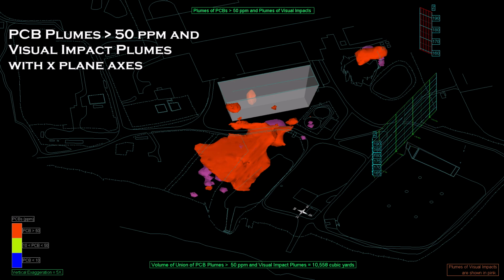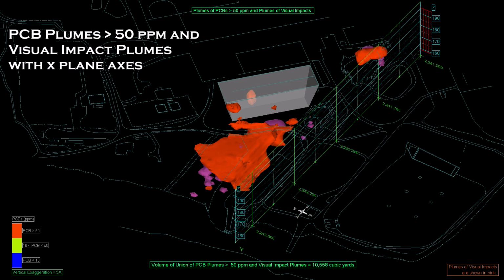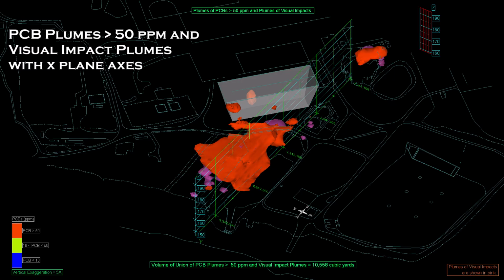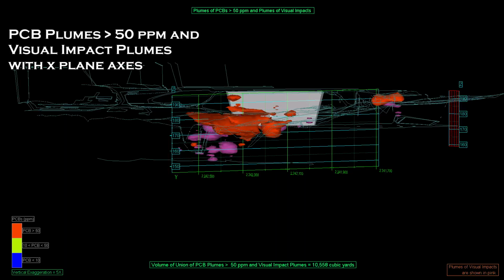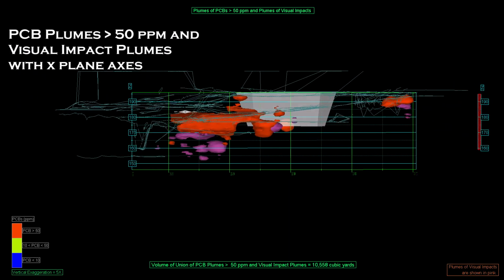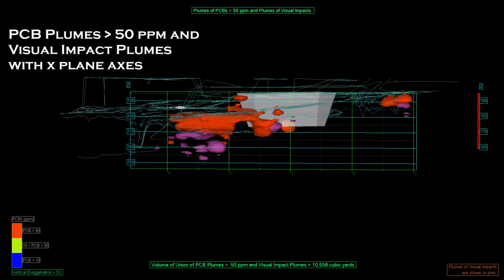We have added X and Y plane sliding axes. The distribution of the PCB and visual impact plumes are often discontinuous, and these slices enable measurements of depths of impacts and thicknesses of individual plumes.